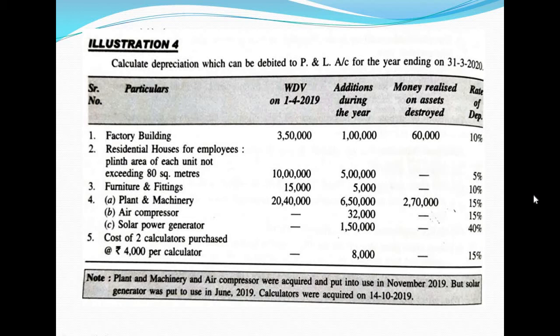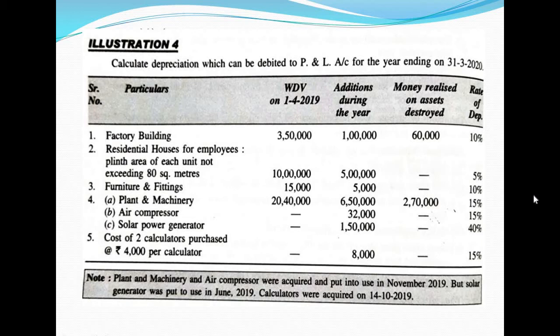For factory building, the rate of depreciation is 10%. For residential house, the rate of depreciation is 5%. For furniture and fittings, it is 10%. For plant and machinery, it is 15%. For air compressor, it is 15%. For solar power generator, it is 40%. For calculator, the rate of depreciation is 15%.